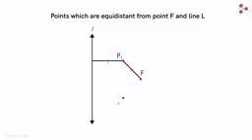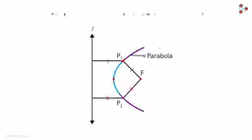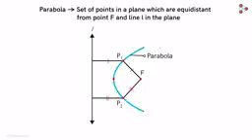Consider another such point P2. Its distance from point F will also be equal to its distance from the line L. Another obvious point is the midpoint of the perpendicular segment connecting point F to the line L. All such points that satisfy this condition will lie on this curve. And such a curve is called a parabola. So how can we define a parabola? We see that a parabola is the set of all points in a plane that are equidistant from a fixed point F and a fixed line L.